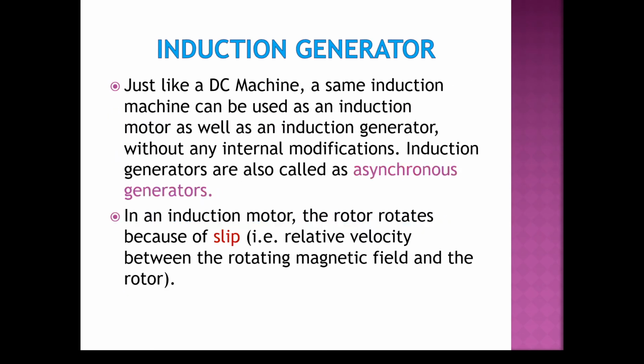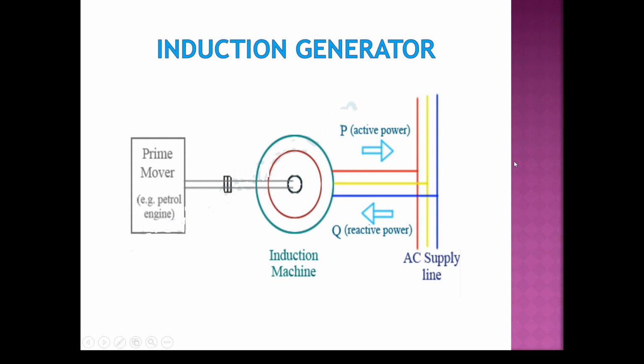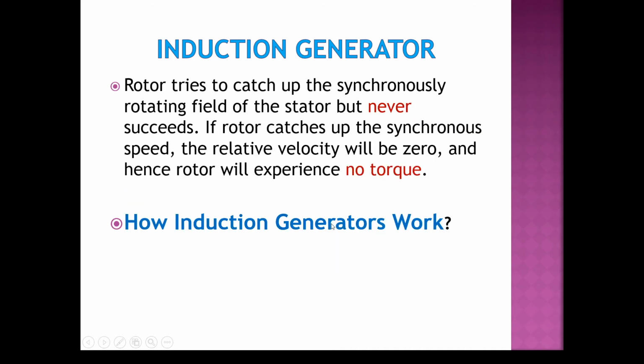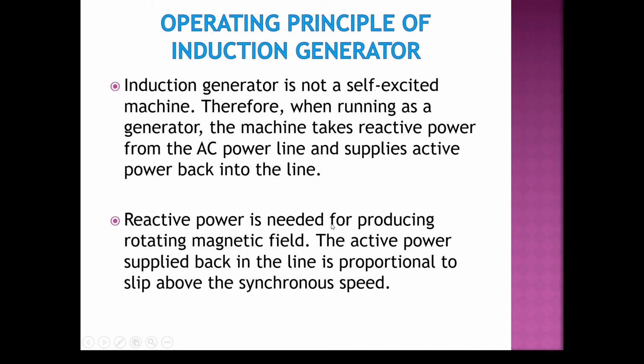When you see this diagram, you can see here active power is given back to the line. It will take the reactive power from the supply. This is AC supply line, this is induction machine and this is a prime mover. Okay, the induction machine is giving back active power to the supply and taking the reactive power from the supply. So reactive power will be needed for producing this RMF.